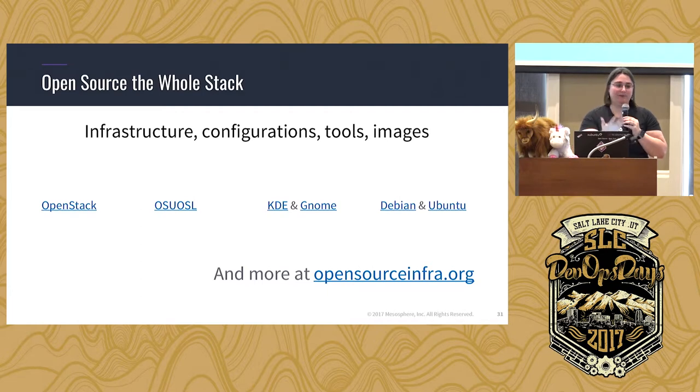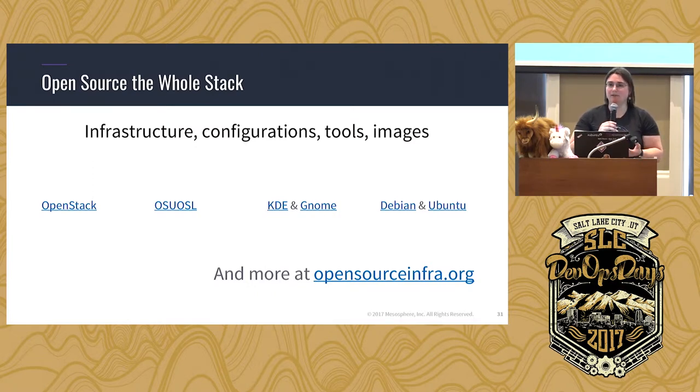And so OpenStack had a fully open source infrastructure. The Oregon State University Open Source Lab has a bunch of hardware and most of their infrastructure is open source. So you can actually go and see their Puppet configs, not just the modules that are shared, but actually the ones they're running in production. KDE and GNOME both have portions of their infrastructure that are open source, and so do Debian and Ubuntu.